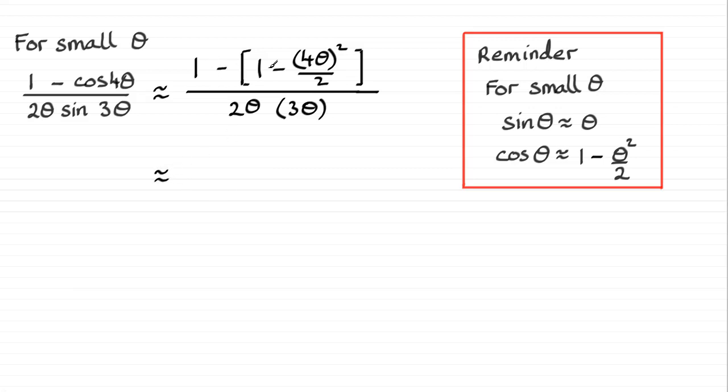So we've got 1 minus 1, so that goes out, and we've got minus minus there, so that's a plus value. So you've got 4 theta squared, that's 16 theta squared divided by 2, so you're going to get 8 theta squared on the top. In the denominator, 2 theta times 3 theta, 6 theta squared. And you can cancel this down, the 6 and the 8 can be divided by 2, so that's 4 and a 3. The theta squareds cancel themselves out, and you're left then with just simply 4/3. Okay?